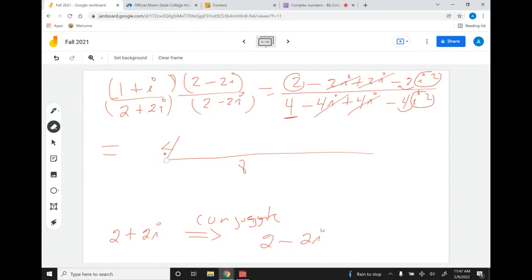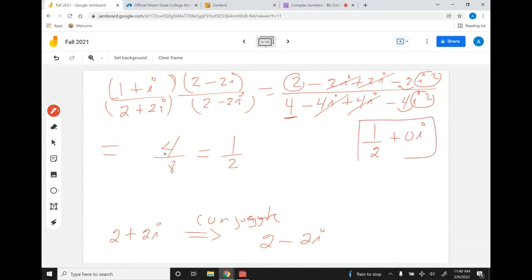In fact, I don't need this humongous division sign. I need to write this 8 here, and I simplify this. Notice that there's no i's. So what is this? This is equal to 1/2. Now if you want to be technical about it, you can write 1/2 plus 0i, and that will be fine.